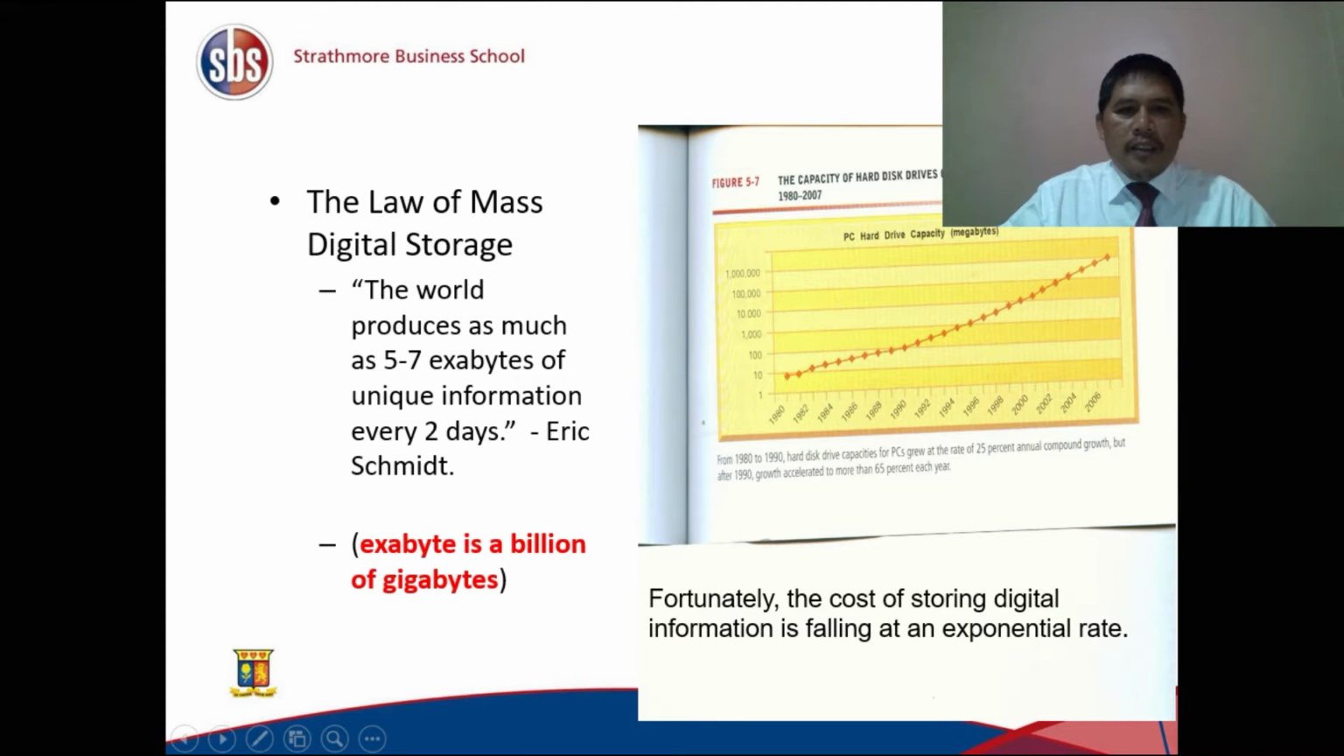Next is the law of mass digital storage. So the world produces as much as 5 to 7 exabytes of unique information every 2 days. This is according to Eric Schmidt, who is the former CEO of Google, okay? It could even be less than 2 days already. So what is an exabyte? An exabyte is a billion gigabytes.